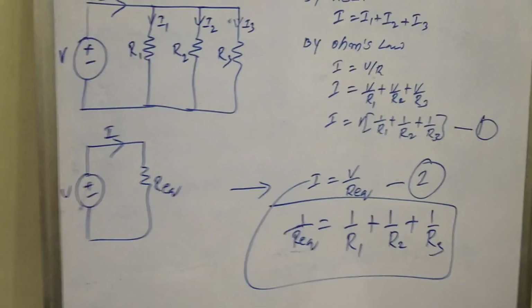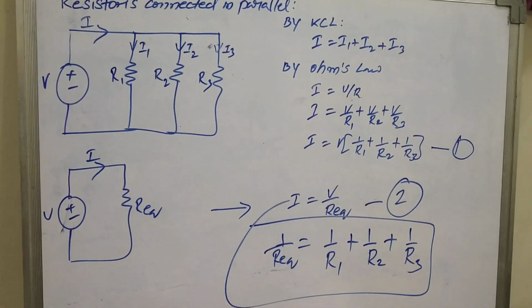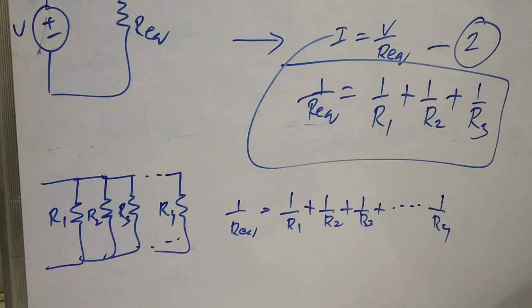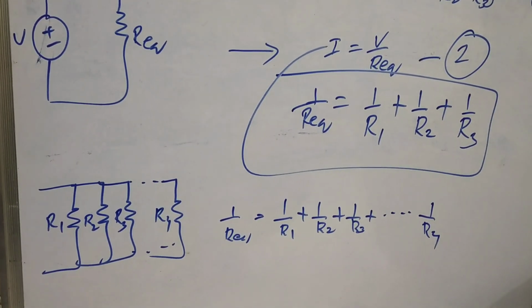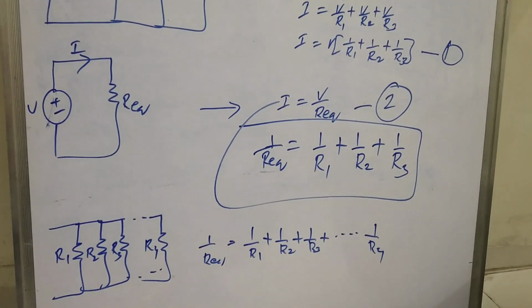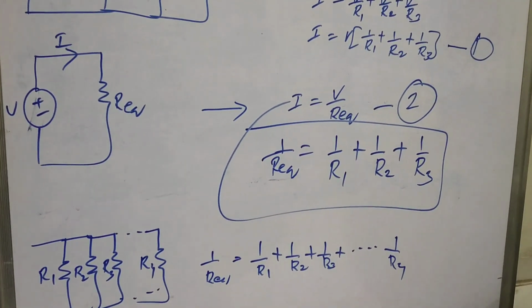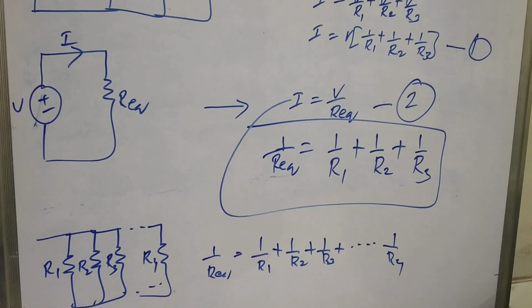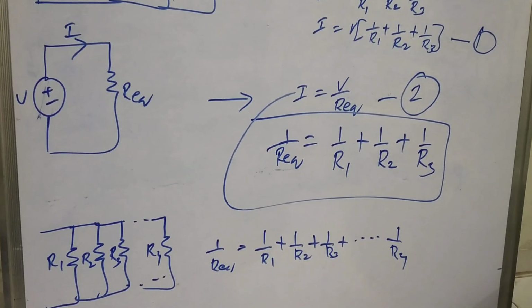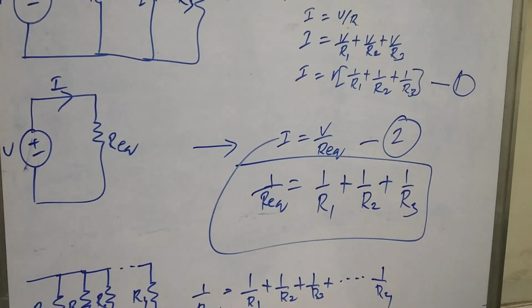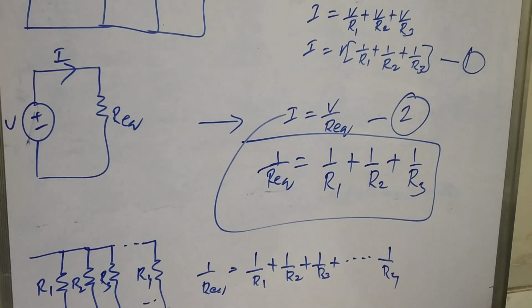So this is the equivalent resistance when resistors are connected in parallel. If n resistors are connected in parallel, then 1 by R equivalent equal to 1 by R1 plus 1 by R2 plus 1 by R3 up to 1 by Rn. Here 1 by R can be replaced with G. So this is about the equivalent resistance when resistors are connected in parallel.